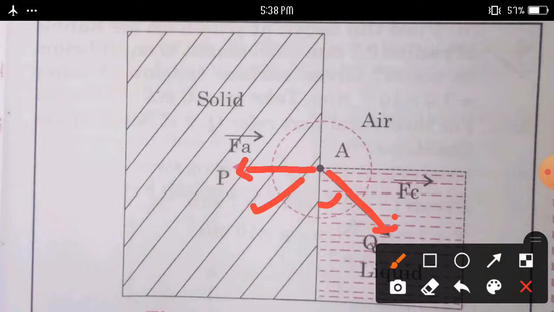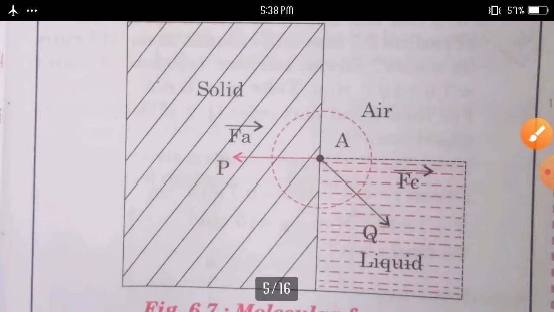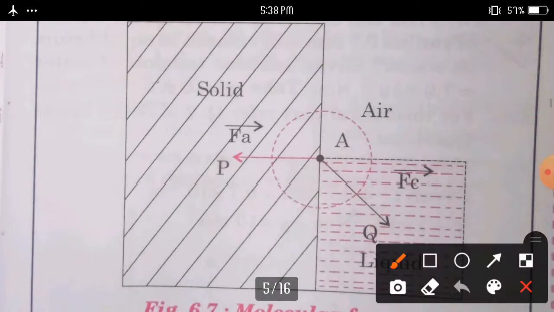The behavior of the molecule depends only on AP bar and AQ bar. In the state of equilibrium, the free surface of a liquid is always normal to the resultant force acting on it. First case.